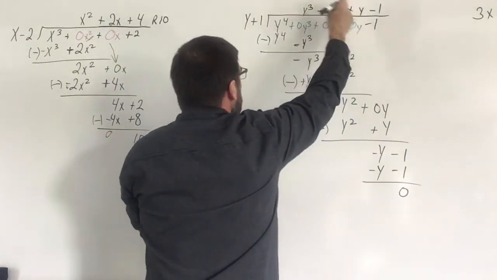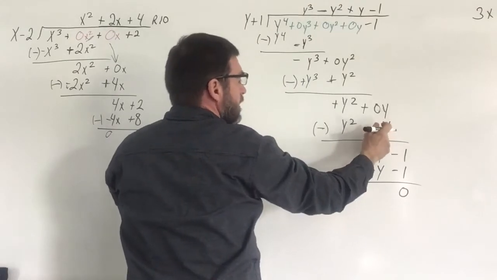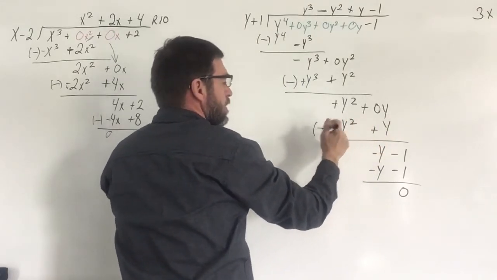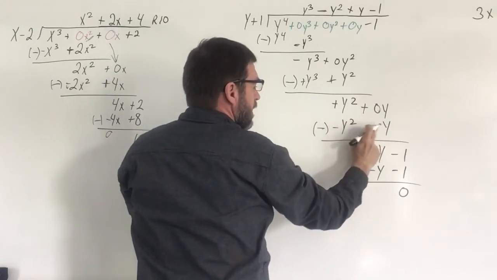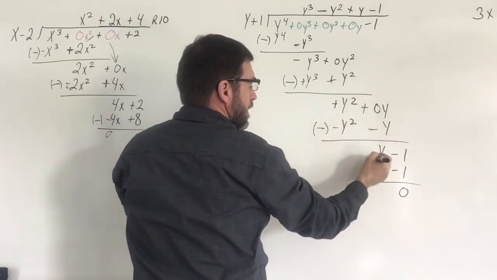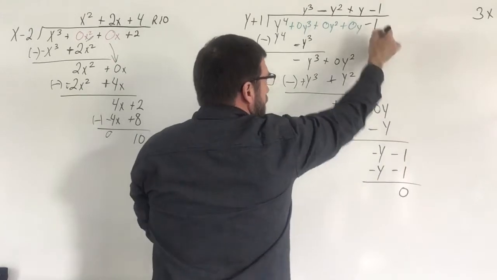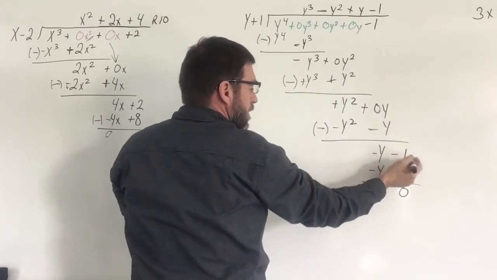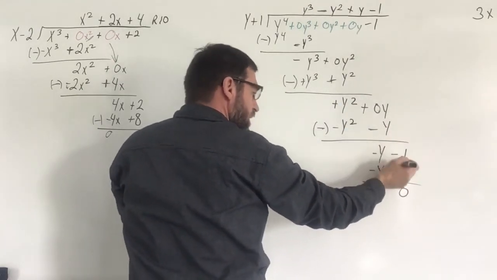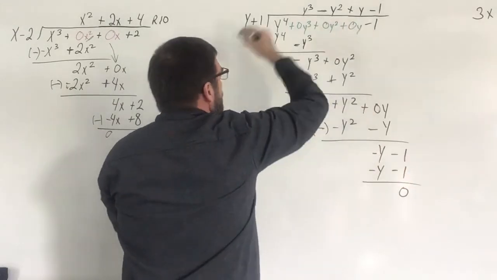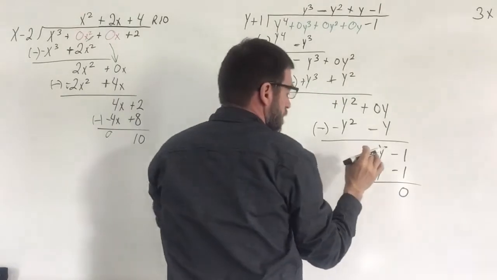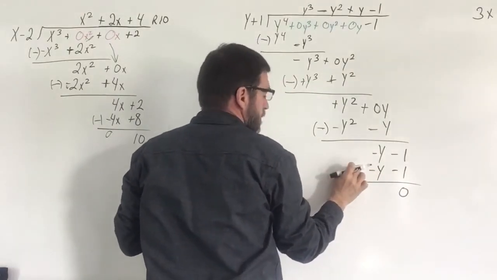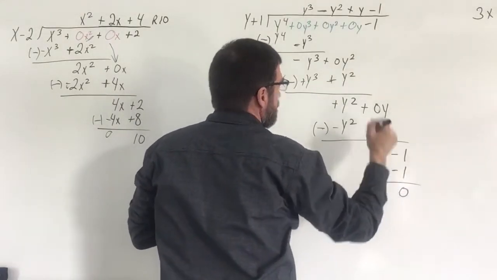It's 1y. I do that, y, a y squared. I subtract, which makes me a negative, and a negative here, negative y. I bring down, now I have a 1, bring down a negative 1, y, negative 1, and I multiply that times 1. I say 1 will go into 1, and I subtract.